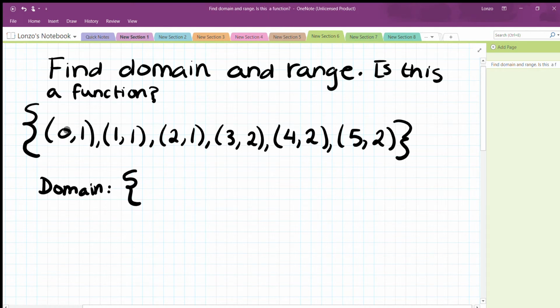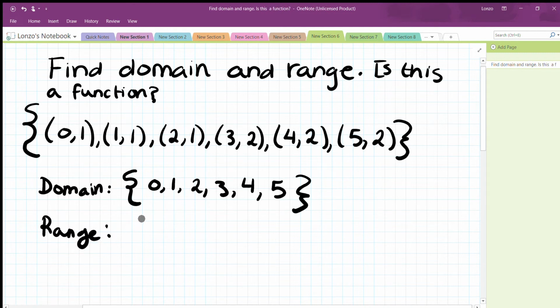So it's pretty much all the x values: 0, 1, 2, 3, 4, and 5. Now let's figure out the range. Remember, the range is always the y values, so we have 1, 1, another 1, 2, 2, and 2. So that's my domain and that's my range.